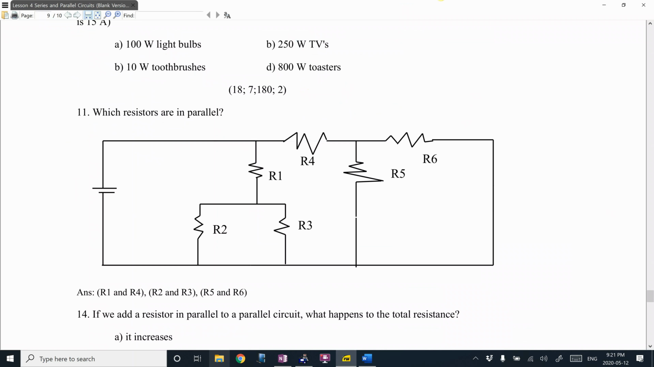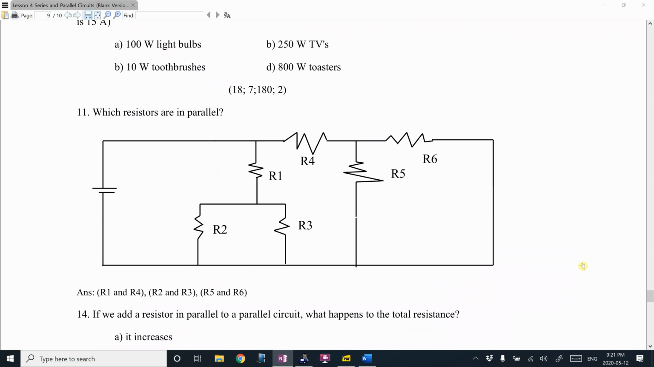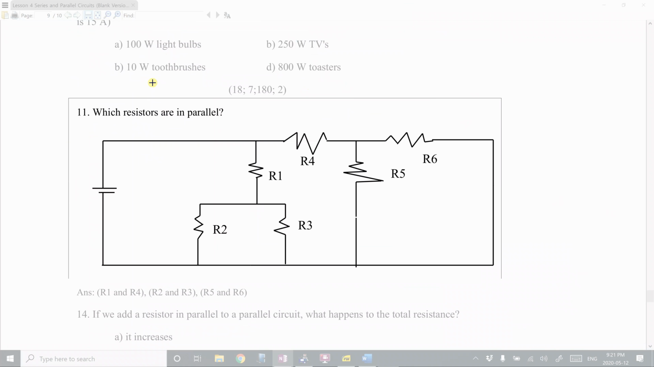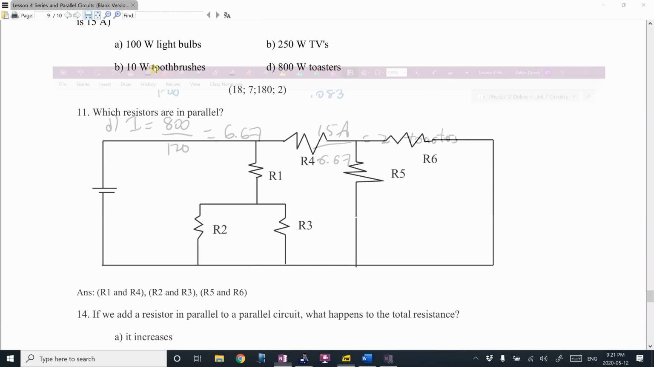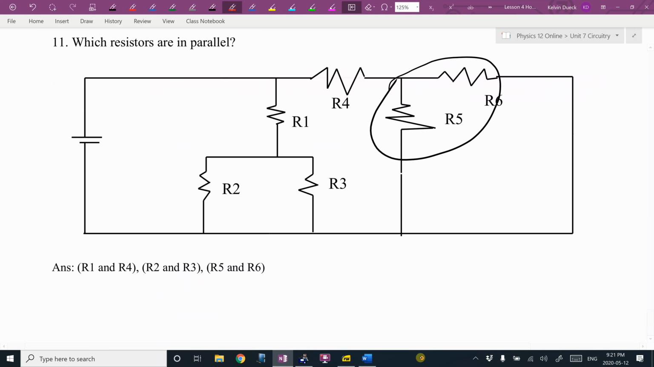Next one, number 11. Which resistors are in parallel? So parallel resistors start and end at the same voltage. I think of it as the skiers split up and meet up. These two are in parallel because the skiers, the current, splits up right here, meets up right here. Some skiers go this way, some skiers go this way. It also means that these two resistors would have the same voltage drop in them.